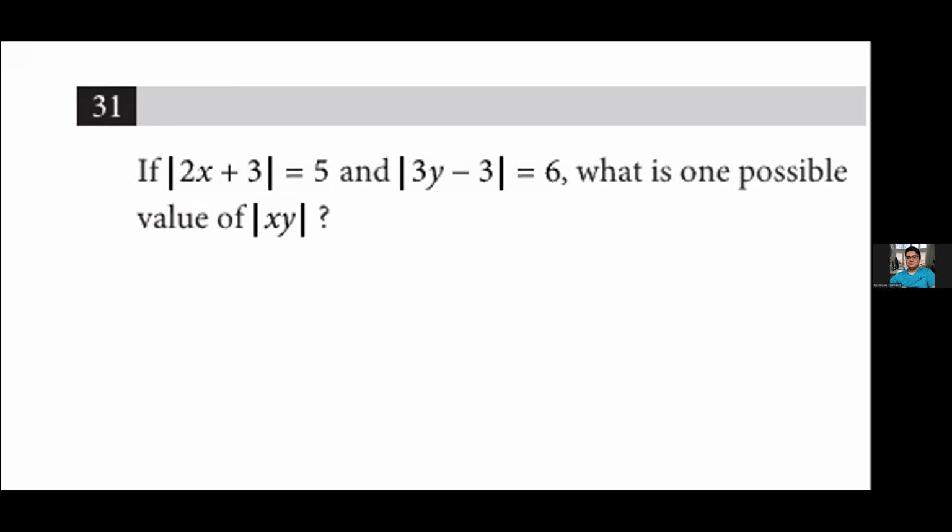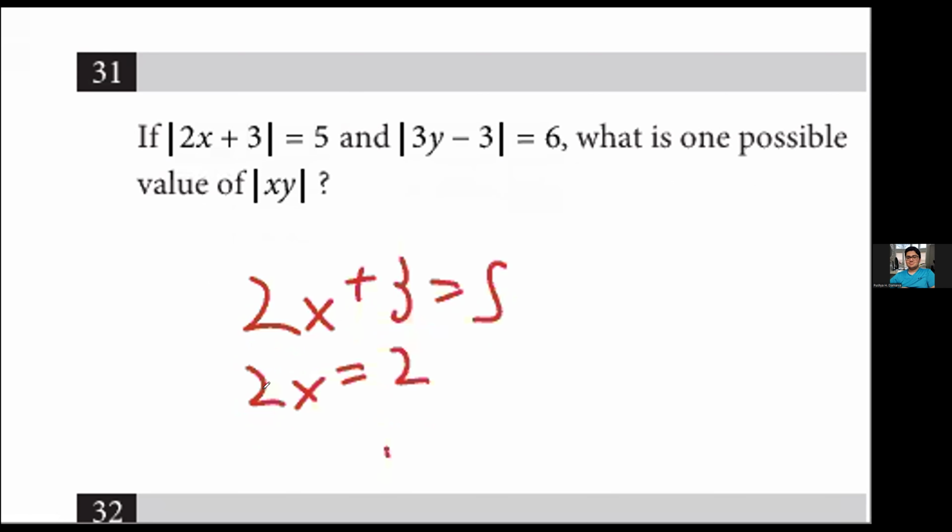Someone asked about the previous question. I'll go back to that right after I finish answering this one. So for this one, it says if 2x plus 3 equals 5 and 3y minus 3 equals 6, what is one plausible value? Well, in this case, we don't actually have to solve for all the values. We can just solve for one plausible value. So one plausible value would come from 2x plus 3 equals 5, which gives 2x equals 2, so x equals 1.